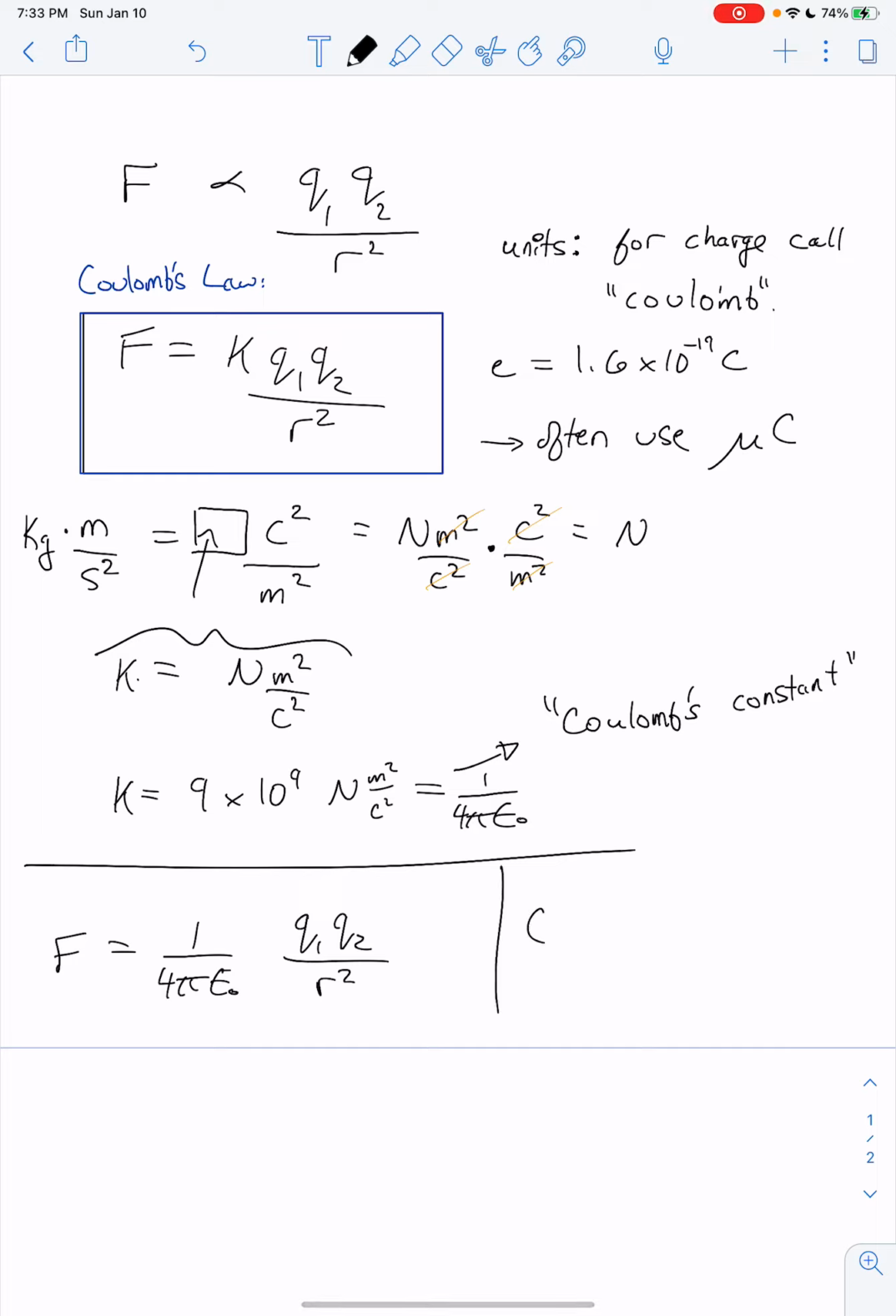And you can look it up, but epsilon naught here has a value of about 8.85 times 10 to the negative 12. This is very, very small, in farads per meter. Okay, so that's a really, really small number. So in any case, this is Coulomb's law. Now, notice how similar in structure it is with gravity.